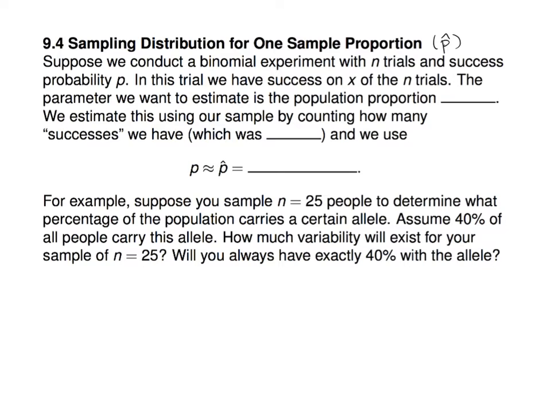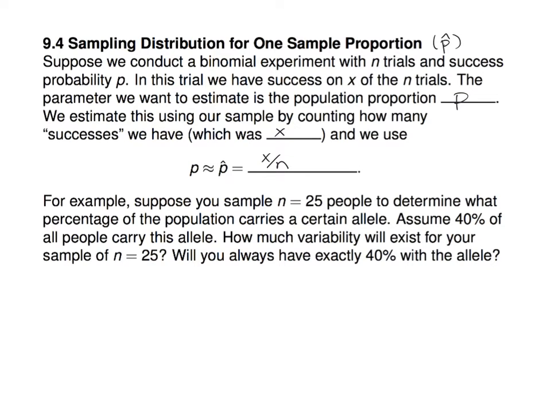The parameter we want to estimate is the population proportion p, and we estimate this using our sample by counting up how many quote-unquote successes we have, which was x. And p is estimated by p hat, which is x over n. So the number of people who have the trait which we call success, divided by your sample size.